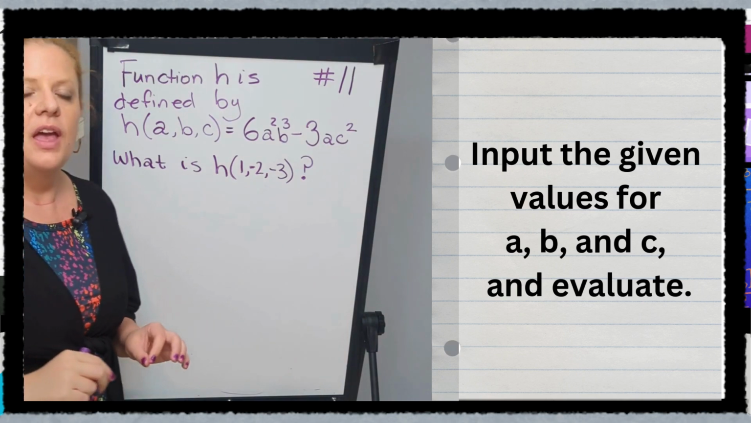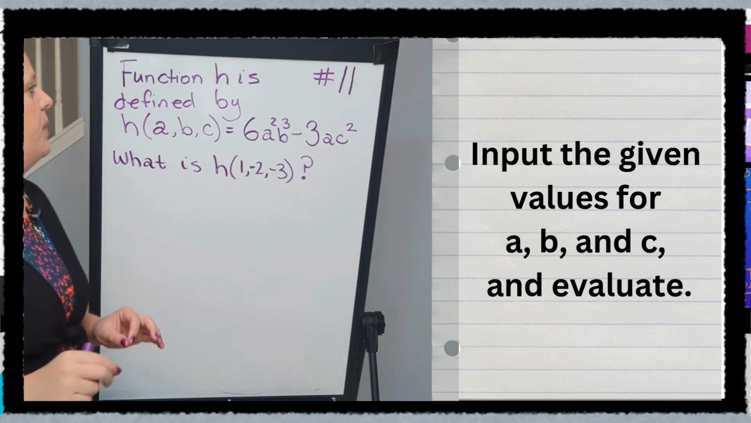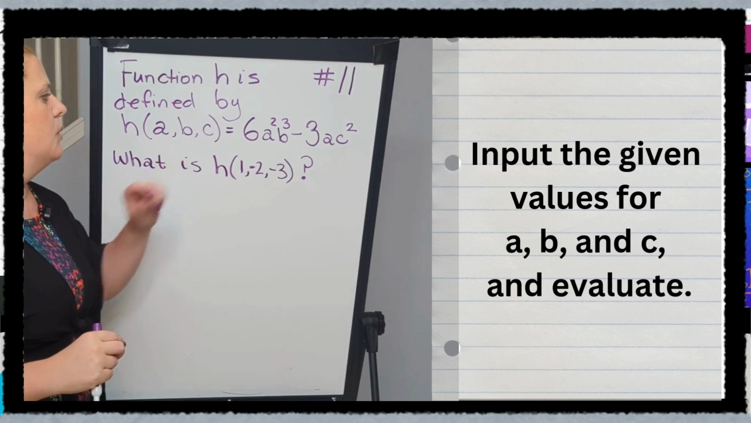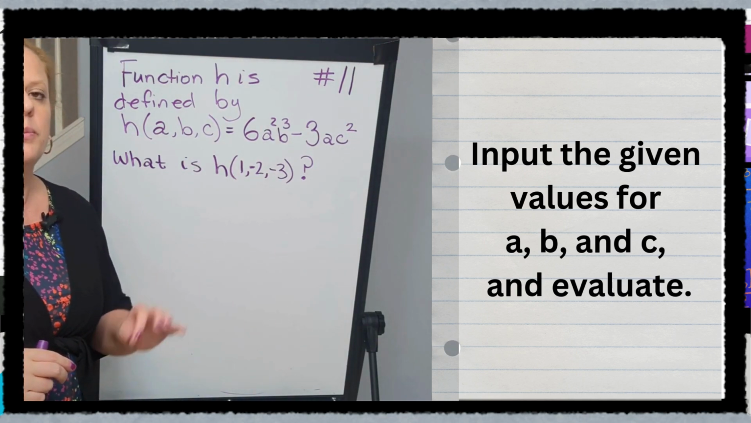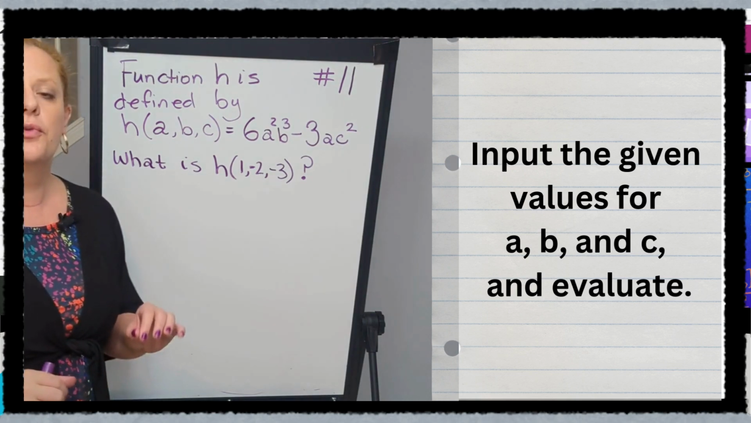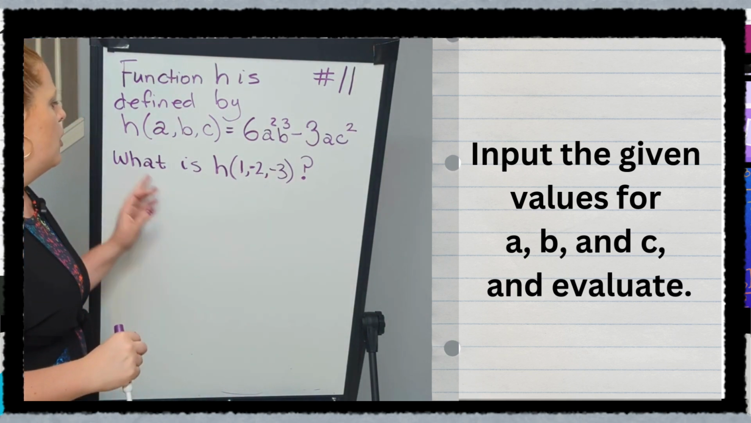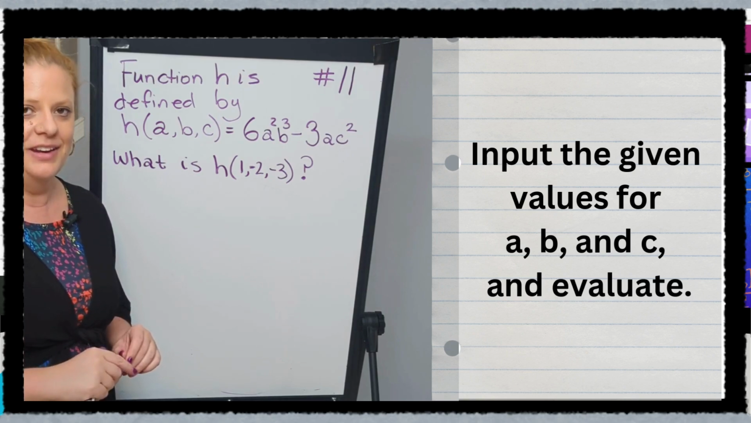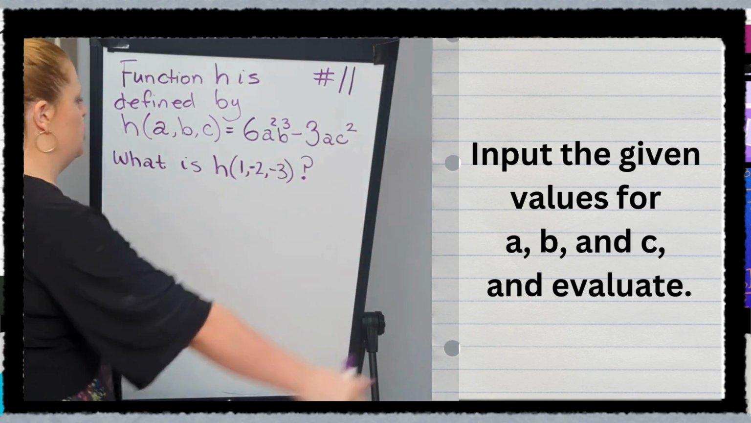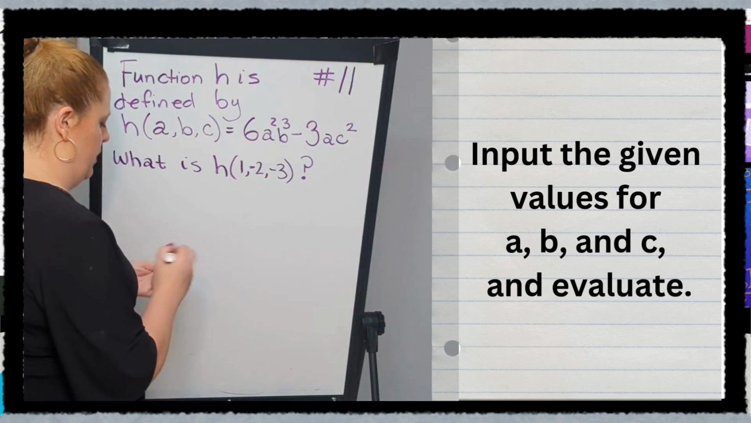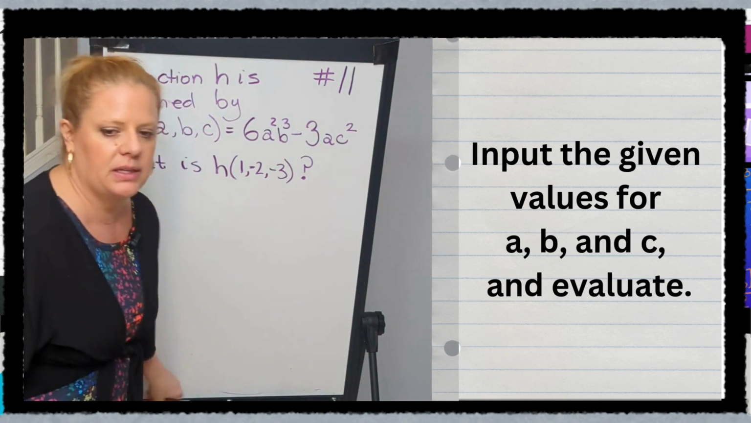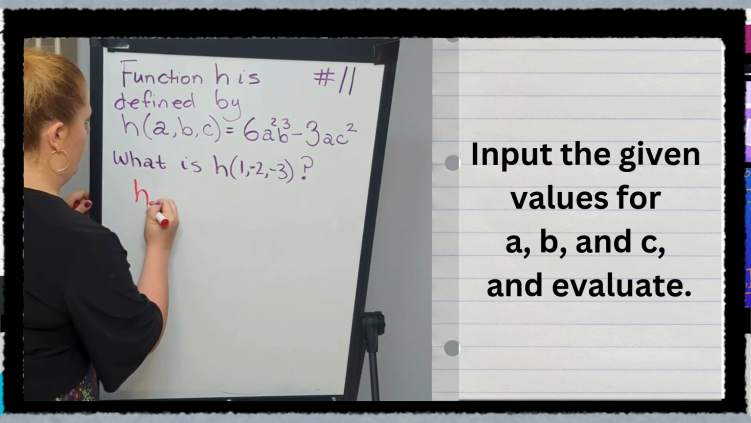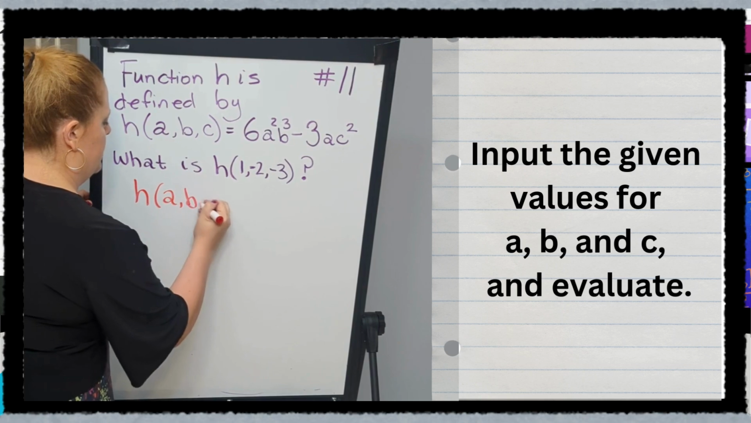Number 11, function h is defined by h of a, b, c equals 6a squared b cubed minus 3ac squared. What is h of 1, -2, -3? So let's get to it. I always like to rewrite it. And you know what? I'm going to change colors to make it a little bit less confusing. So we have h of a, b, c.